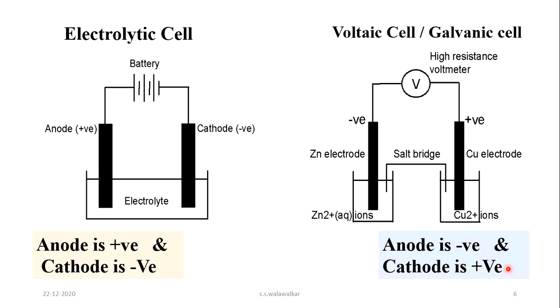So in a galvanic cell, the anode is negative and the cathode is positive. Exactly, the polarity is changed. Remember that in both cases, oxidation takes place at the anode and reduction takes place at the cathode. But in an electrolytic cell, the anode is positively charged and the cathode is negatively charged, and in a galvanic cell, the anode is negatively charged and the cathode is positively charged.